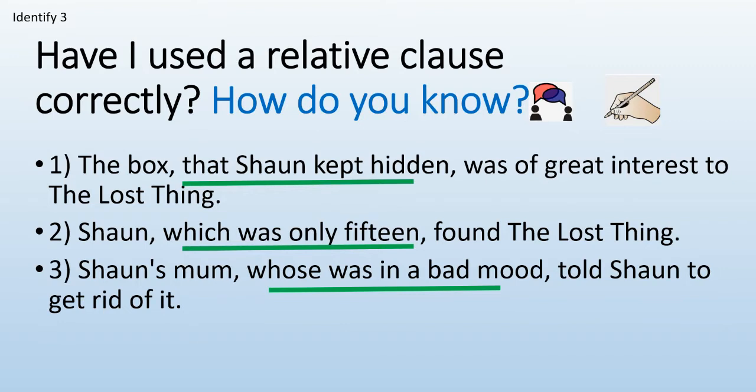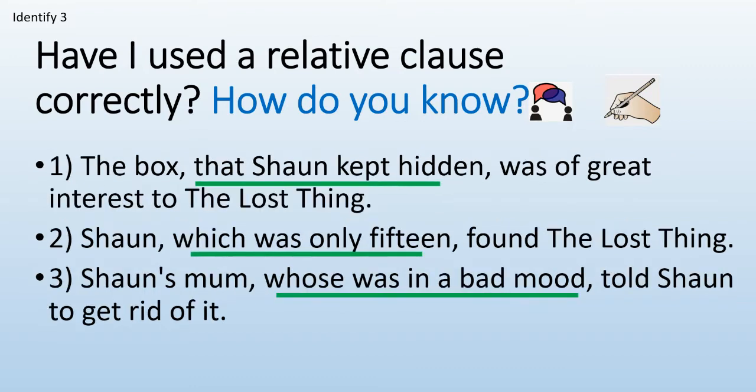Welcome back, let's take a look. So the first one is correct. That Sean kept hidden is the extra information. Number 2, we have which was only 15. This one is incorrect because Sean is a person, so it should be Sean who was only 15. And the last one is also incorrect again. Sean's mom is a person, so it should be who was in a bad mood.